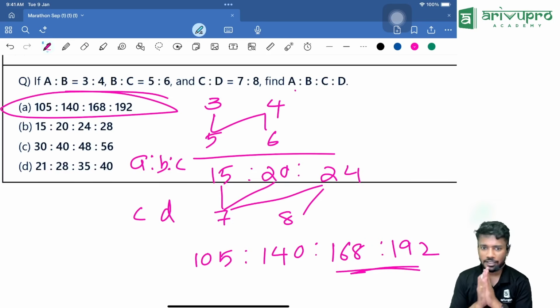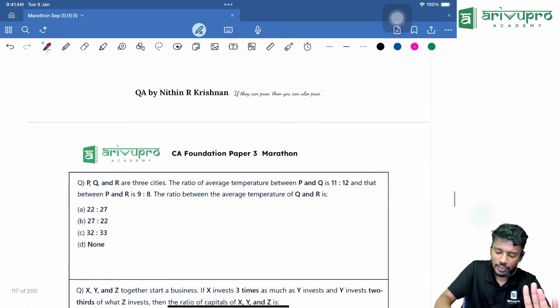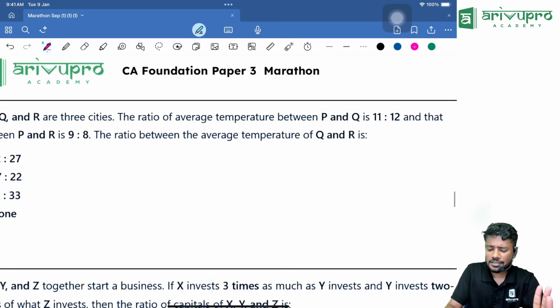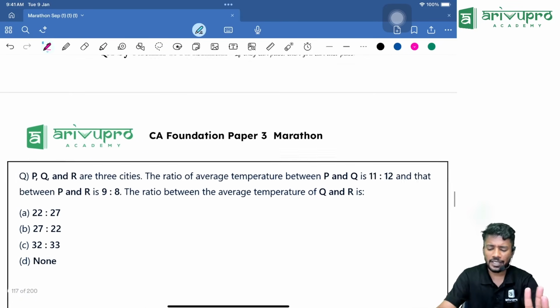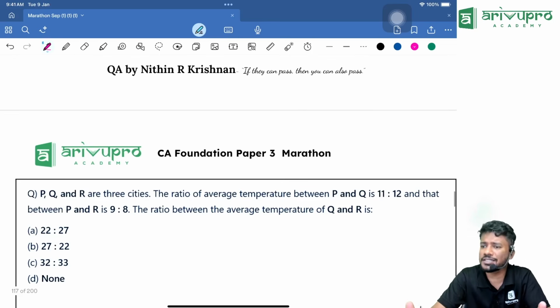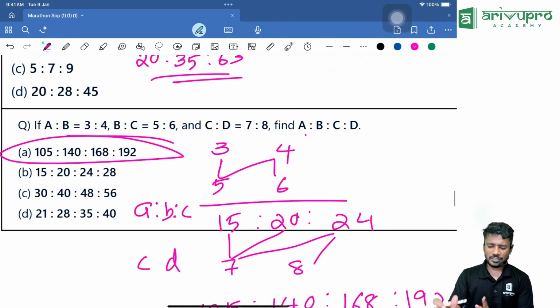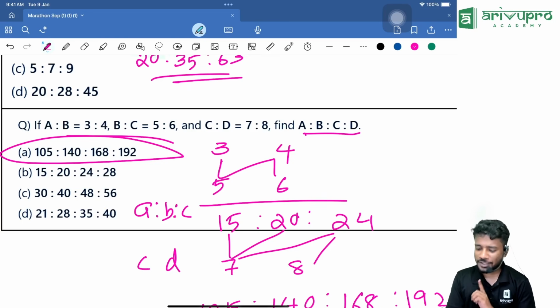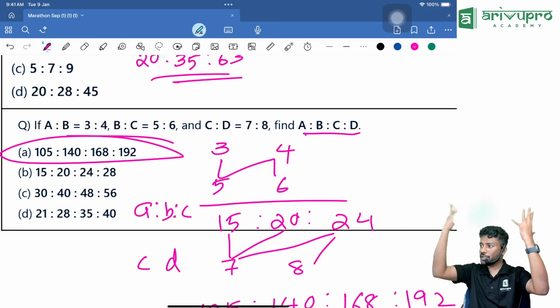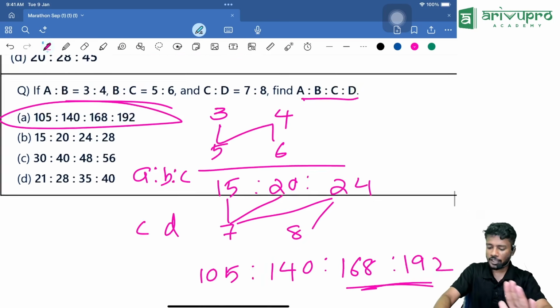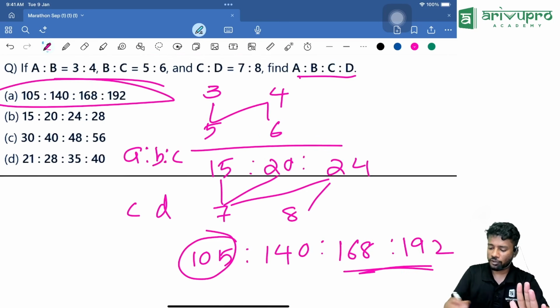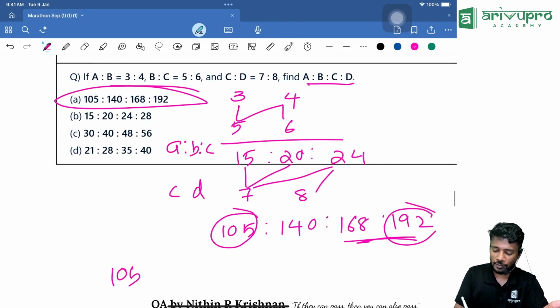Are you understanding? Yes. That is continued ratio, and there are some questions based on that in the previous year. Continued ratio. You will not understand it is continued ratio. The reason is, people, from this A is to B is to C is to D, one person is asking you, what is the ratio between A is to D? You will be like, what is A is to D? But no need to worry about that. Directly take what is the A value? 105. What is the D value? 192.